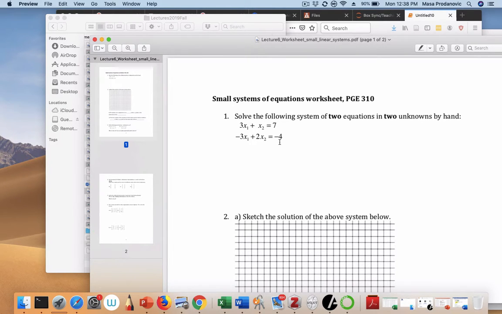And if you don't see it, please multiply 3, 1, minus 3, 2 with x1, x2 and see what you get. Three times x1 plus x2 has to be equal to 7. And then minus 3x1 plus 2x2 has to be equal to minus 4. Yes?